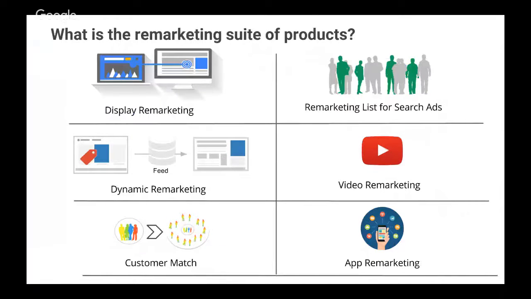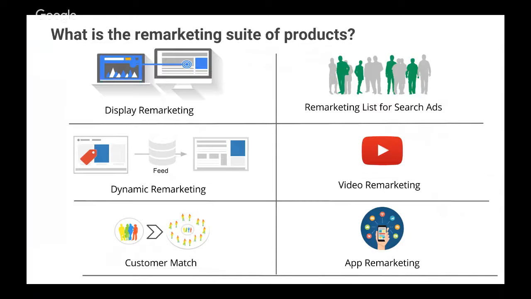Now, what are the kind of remarketing campaigns you'll be able to run with AdWords? There are 6 campaigns we have to offer here. One's display remarketing. The second is remarketing for search, which is also called remarketing list for search ads. You also have dynamic remarketing, something that I will touch upon later. You have video remarketing as well. You've got customer match lists, which is nothing but your email lists. And you have app remarketing.